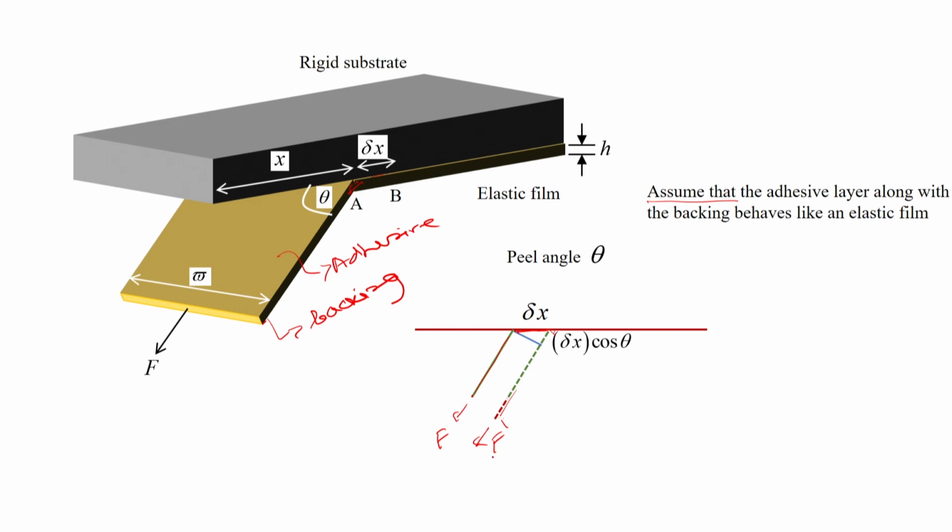But actually the distance that F has moved is not this delta x amount, because this distance over here is delta x cos theta, because this angle is theta here. So, this angle is also theta. So, delta x cos theta is this. So, the point of application of this load has moved by a distance delta x minus delta x cos theta. It is by this distance that this point of load has moved, and that is the energy associated with it. That is what we have to understand.